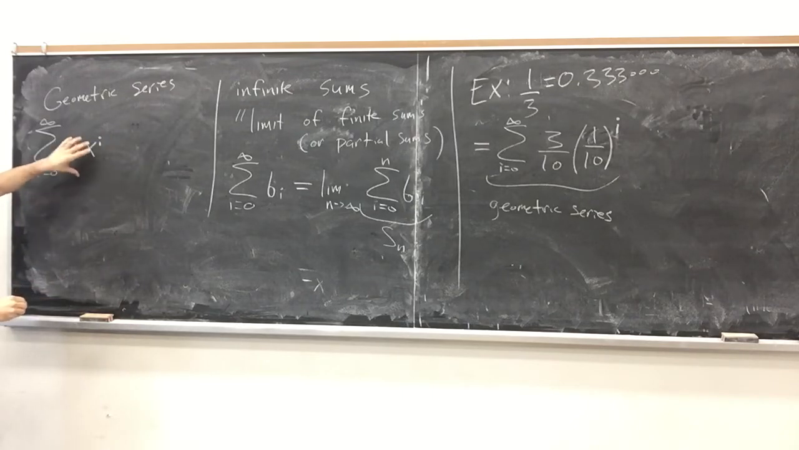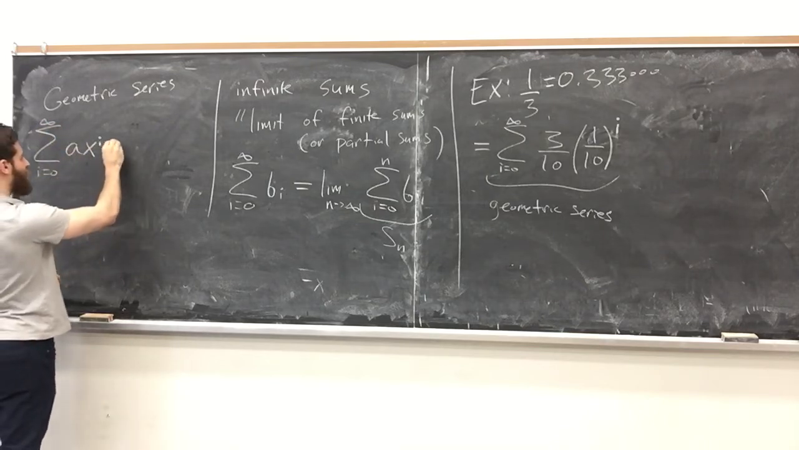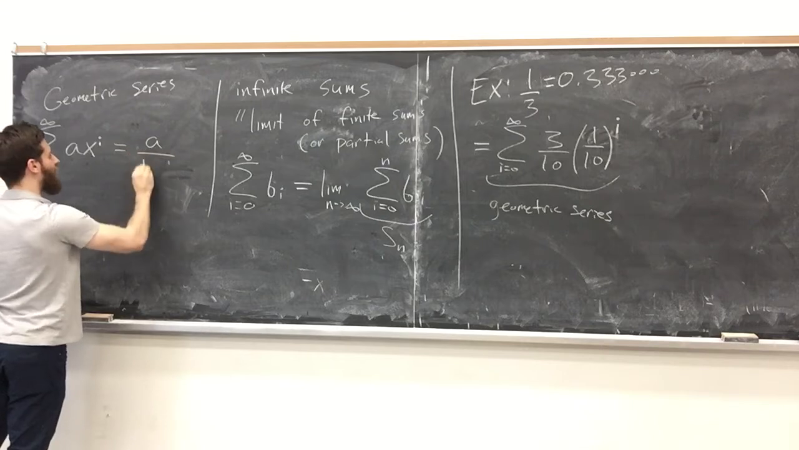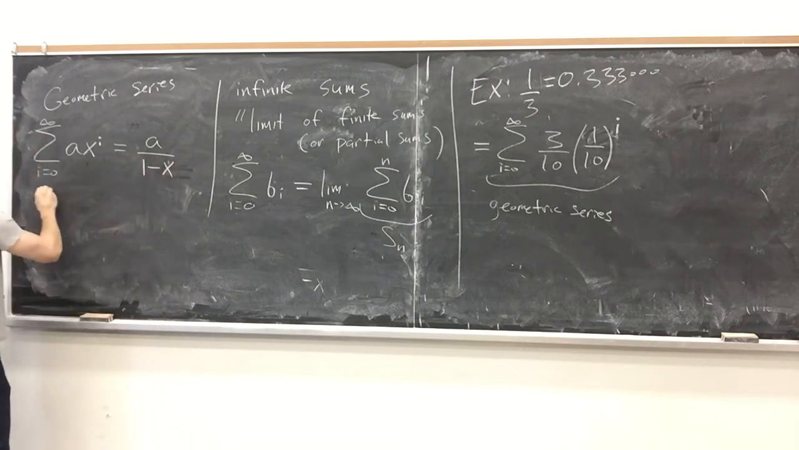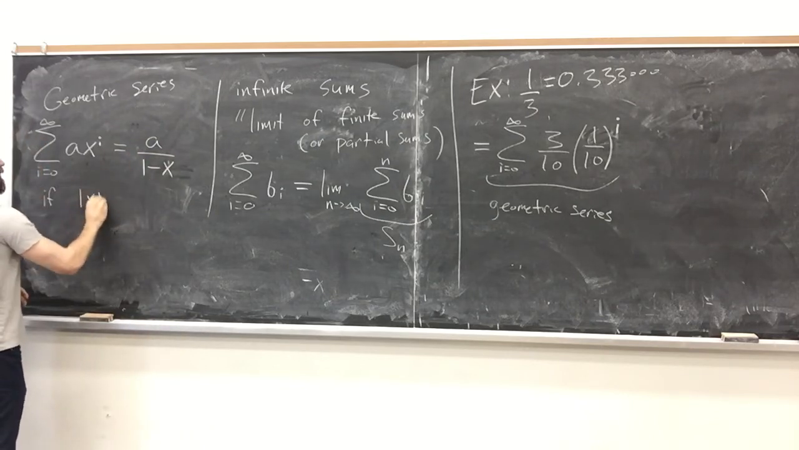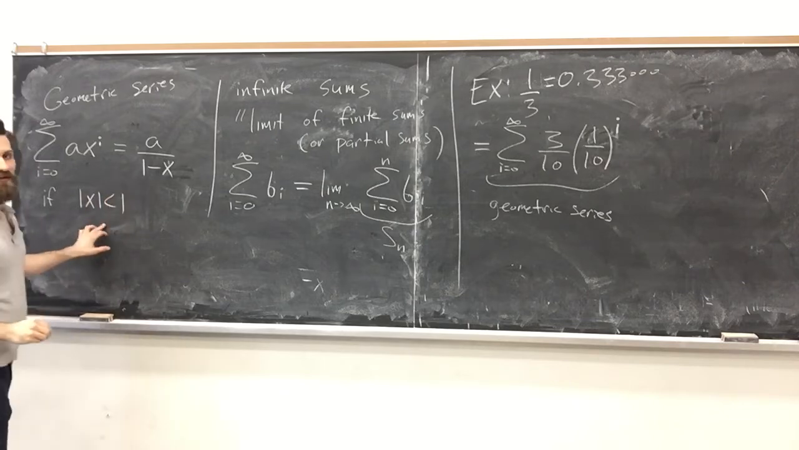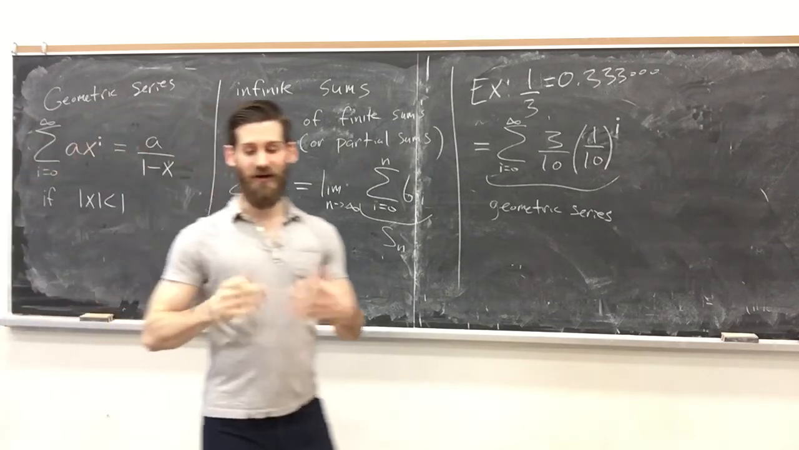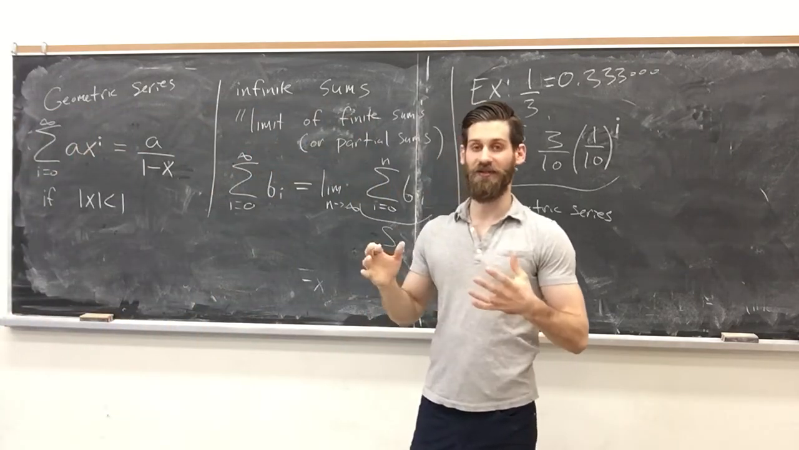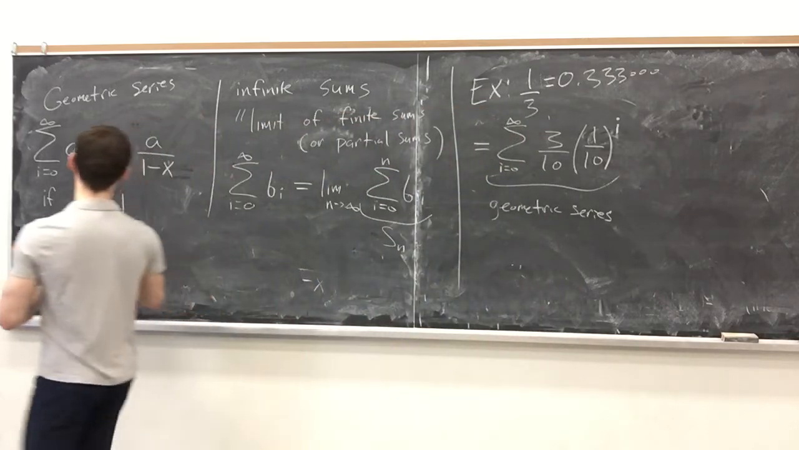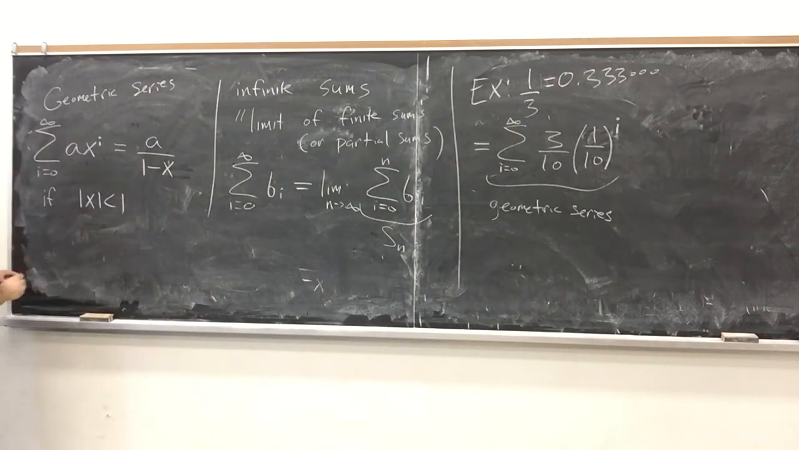Now in order for this to converge, we need the absolute value of x to be less than 1, and if so, it's equal to a over 1 minus x. If the absolute value of x is not less than 1, then the series diverges. So it's very important that the absolute value of x here is less than 1.